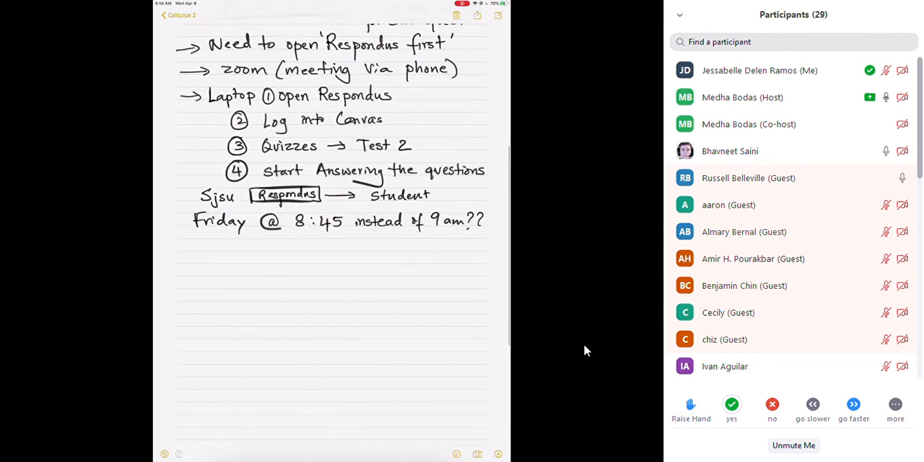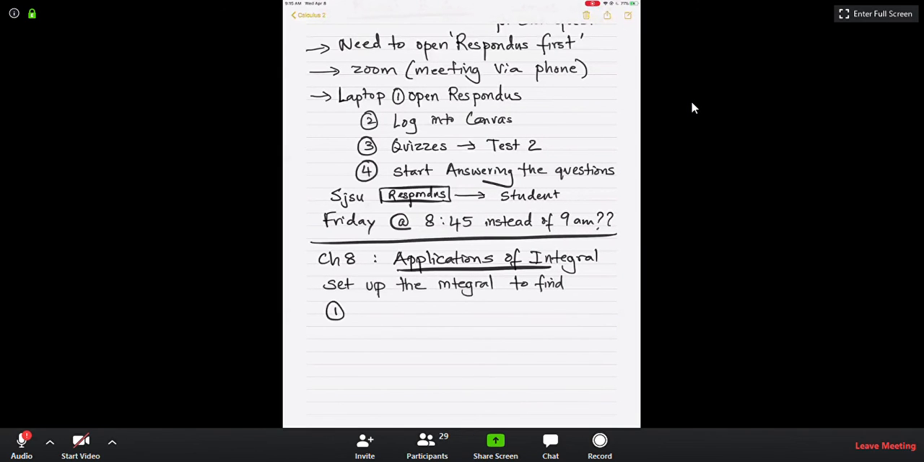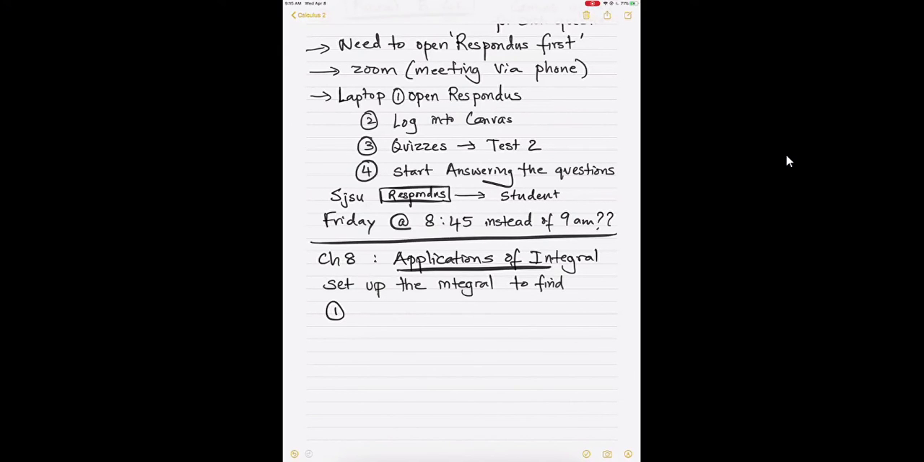So let me just remind you what chapter 8 was about, at least what we did. Chapter 8 is again applications of integral. So we set up the integral to find arc length. I think I have made it, William, 10 minutes per question. So I think I've made them 6. Maybe you won't need all 10 minutes for each question, but that depends on your algebra speed as well. So set up the integral to find the arc length.